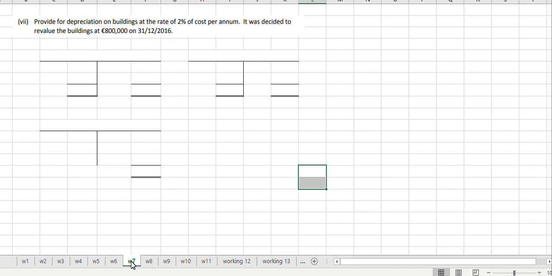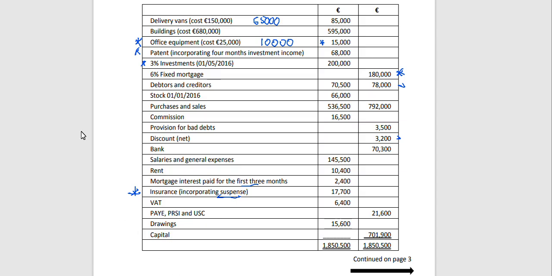Working number 7. Provide for depreciation on buildings at the rate of 2% of cost per annum, and the buildings are revalued at 800,000 at the end of the year. So we're going to have a buildings account, a depreciation account, and a revaluation account. So again, go back to the trial balance. Buildings cost 680, net book value 595. When you do the maths, that's 85,000 depreciation.